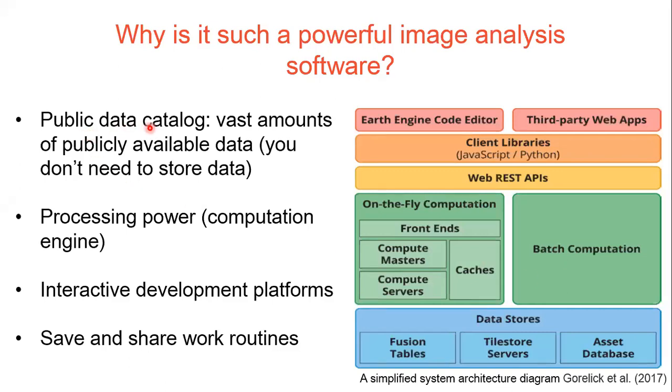So it has a public data catalog, a vast amount of publicly available data. You don't need to store any data. That means you don't need to download any data set onto your computer. You just call the data set like Landsat, Sentinel, or any other data set, and you just apply your algorithm over the data set on your web browser only. It has very massive processing power, a computation engine. I will show you a small demonstration of how powerful it is in the computation process.